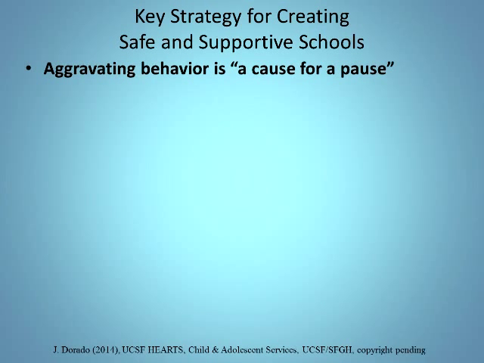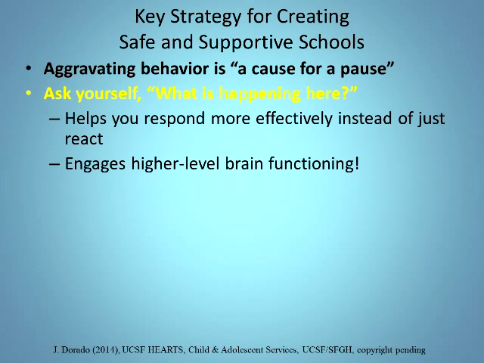So here's a key strategy. And another thing, if you take away nothing else from this webinar, please remember this. Aggravating behavior is a cause for cause. It's a phrase that came from one of my educator friends who's just wonderful. When something is happening in front of you that is potentially aggravating, confusing, can you ask yourself what has happened to this person, what has happened to you, and what is happening here? When you take a pause and you ask that question, it immediately engages you into that frontal lobe functioning instead of just the survival emotional brain functioning and helps you respond more effectively.